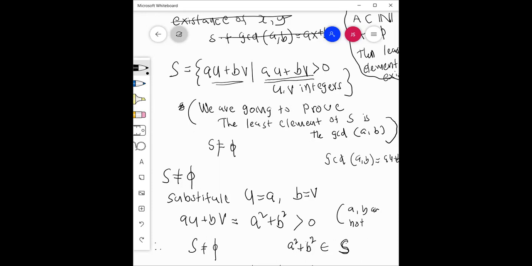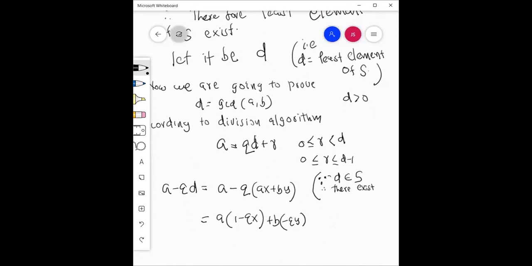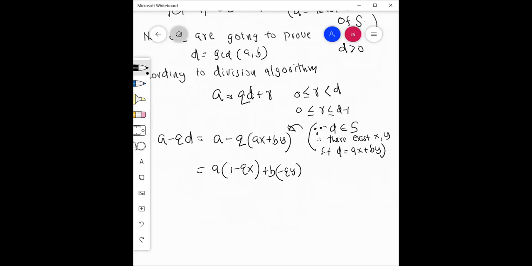So there are some X and Y such that D is equal to AX plus BY, right? D belongs to S, so there exist X and Y such that D equals AX plus BY. That is why I write down this step. Now R is equal to A(1 minus QX) plus B(minus QY), right?